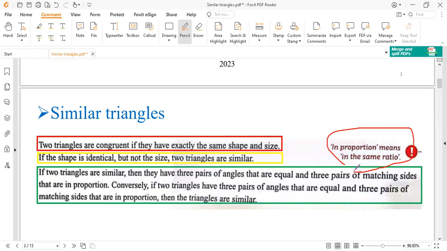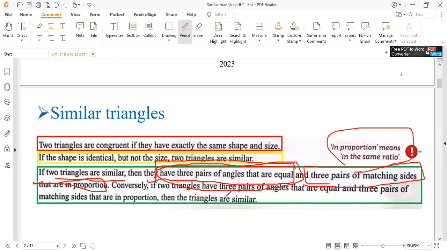What do we mean by proportion? In the same ratio. Of course, we are referring to the lengths of the sides and not the angles, because the angles should be matched, equal. So if two triangles are similar, then they have three pairs of angles that are equal, and the three pairs of matching sides are in proportion.